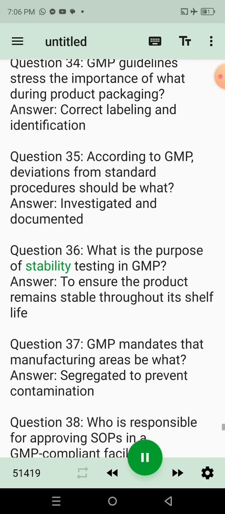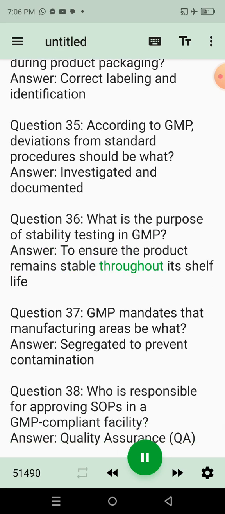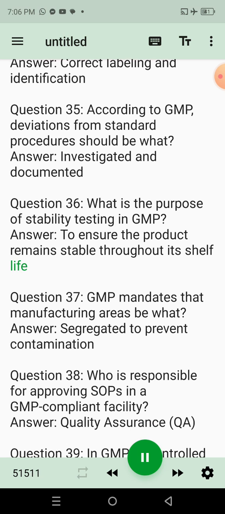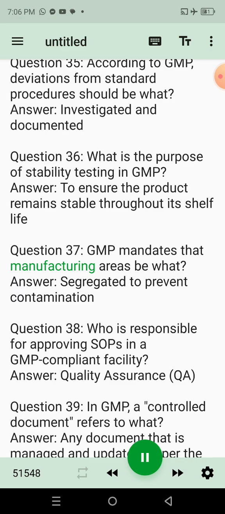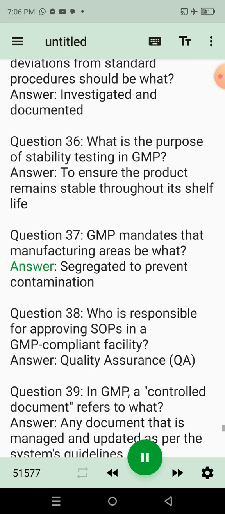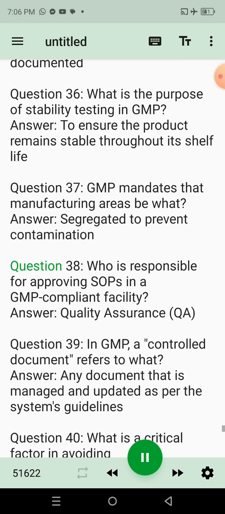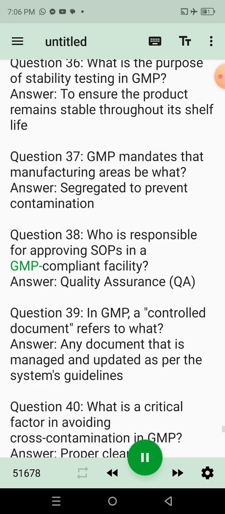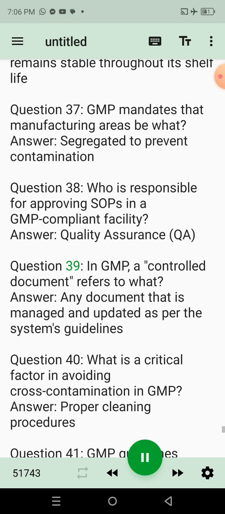Question 36. What is the purpose of stability testing in GMP? Answer: To ensure the product remains stable throughout its shelf life. Question 37. GMP mandates that manufacturing areas be what? Answer: Segregated to prevent contamination. Question 38. Who is responsible for approving SOPs in a GMP-compliant facility? Answer: Quality assurance (QA).